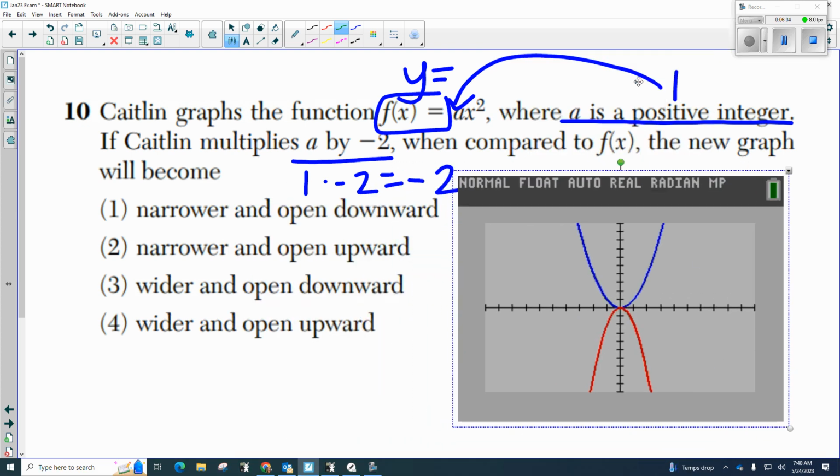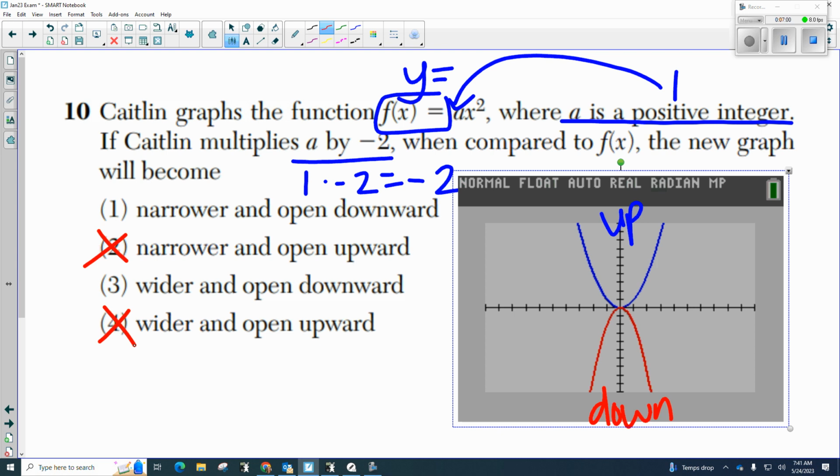Okay, the opening, the blue graph opens upward, because see how there's this opening here? And then the red graph is opening downward, because you see the big opening is down here at the bottom. Okay, so we can see clearly here that the red graph is opening downward. So we're going to cancel out the two choices. Any choices we can get rid of, now we have a 50% chance of getting it right, because there's only two options here.